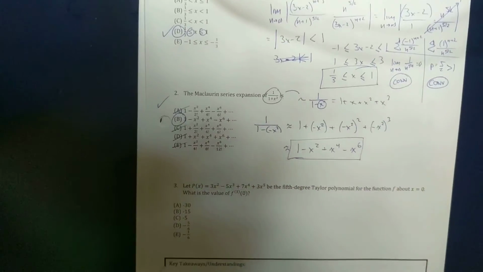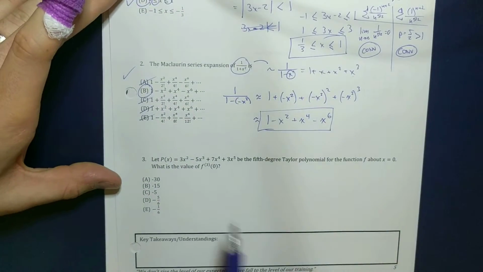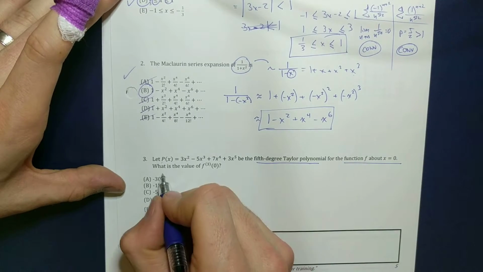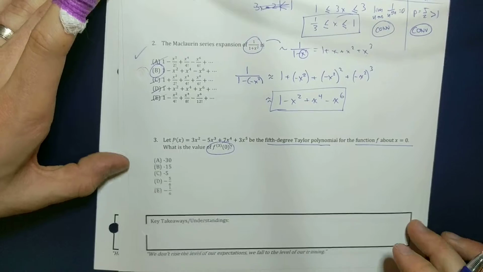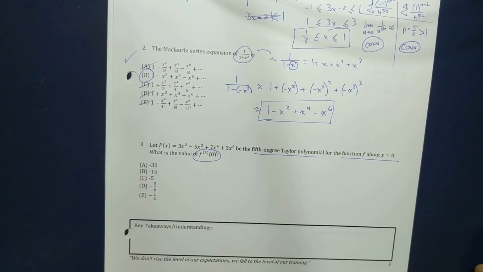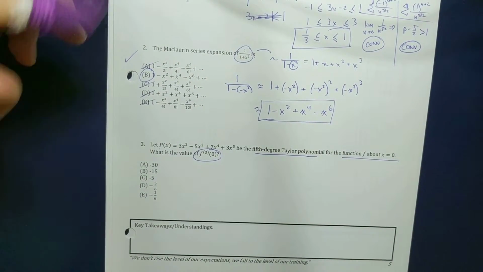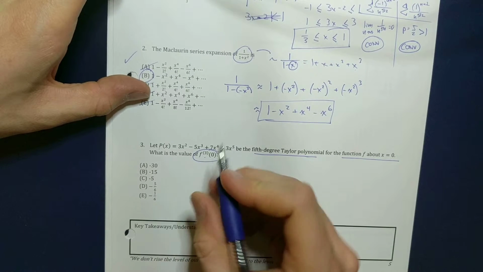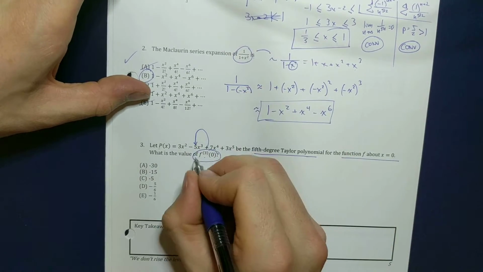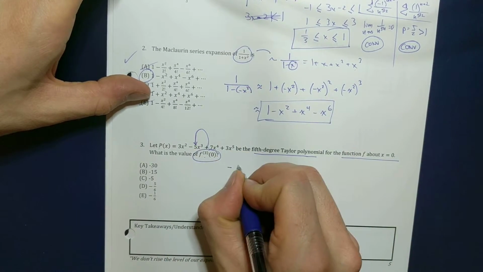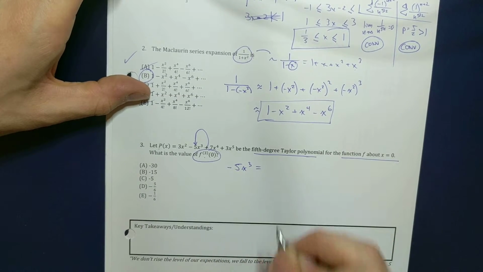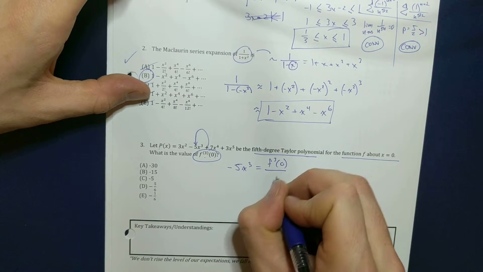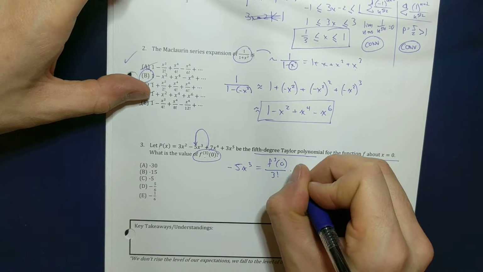On to number 3. So let p of x be the third degree Taylor polynomial for the function f about x equals 0. What is the value of the third derivative? This is a new question that challenges your really deep understanding of Taylor polynomials. The derivative of f, that would be included in producing the third degree term. So negative 5x to the 3rd, that would equal the third derivative at 0 over 3 factorial times x, it was centered at 0, times x to the 3.